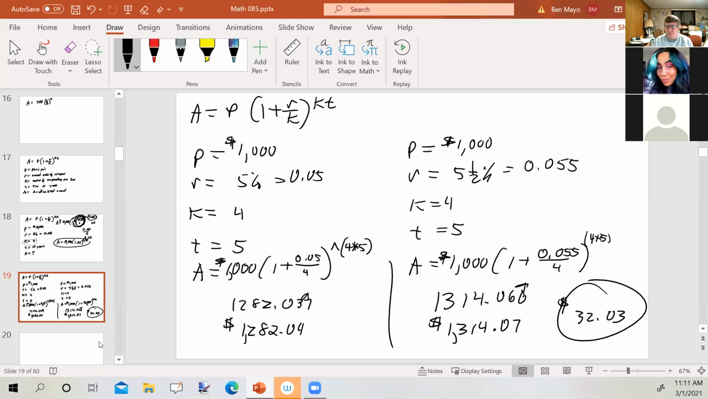And you might not think that's much, but let's say you've got 2 banks that you could put your savings in. One of them's paying 5%, one of them's paying 5.5%. Why not invest in a better interest rate? Anyway, any questions on that? I don't think so. Okay.